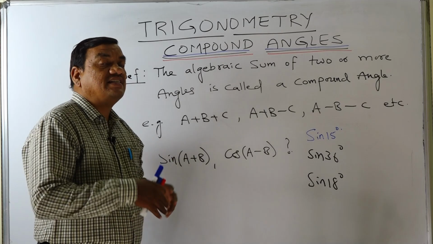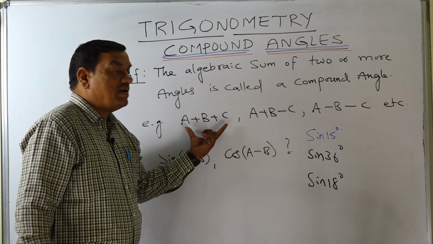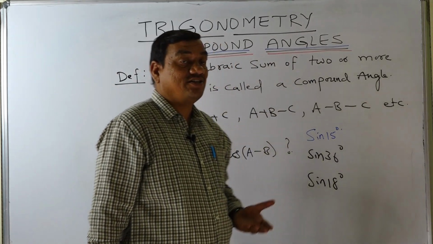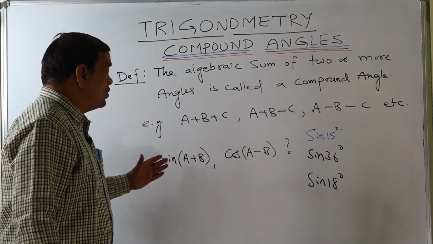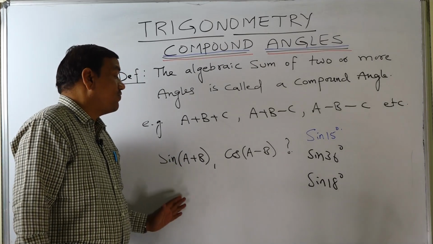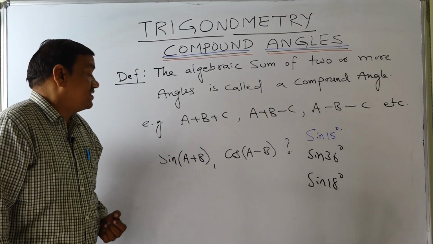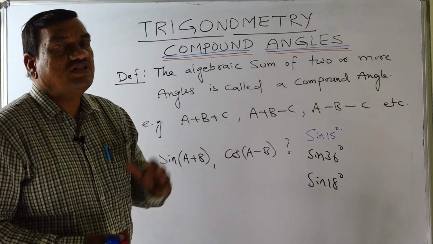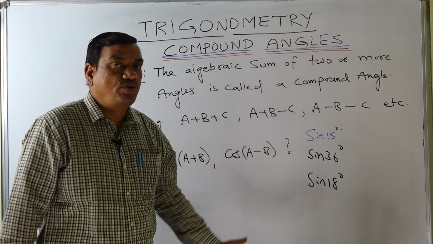Compound angle, algebraic sum. What does algebra mean? Plus, minus, multiplication, division, all those things. A plus B plus C, A plus B minus C, A minus B minus C, etc. All these angles are called compound angles. So in this class we are going to explain the formulas of sin of A plus B, cos of A minus B. I am not explaining the proof of sin of A plus B, as it is not that useful. The proof is not that useful for your JEE Mains preparation, but for board preparation it is an important problem.